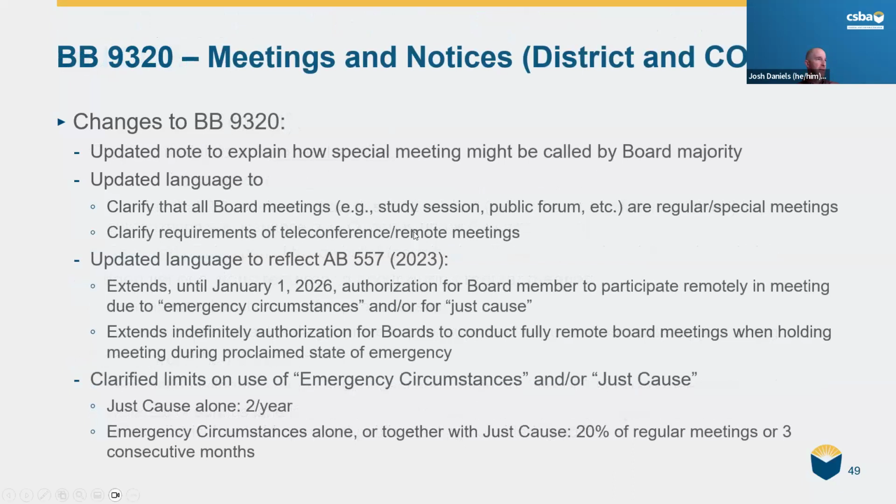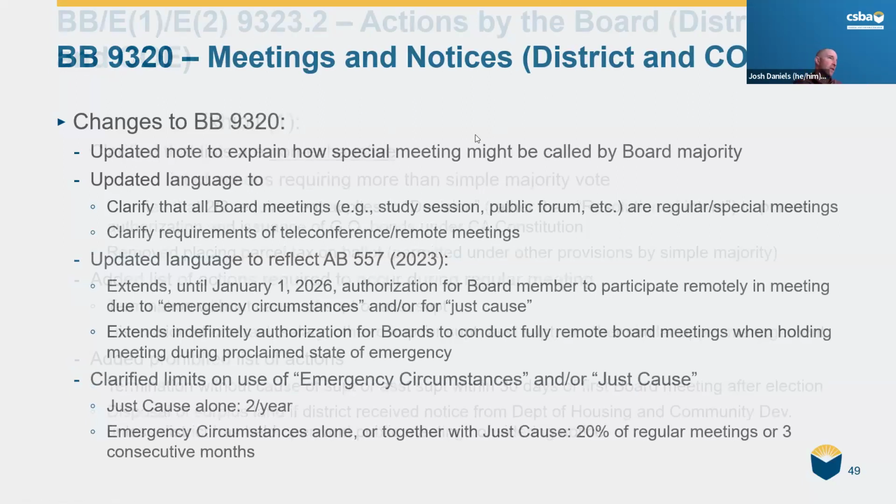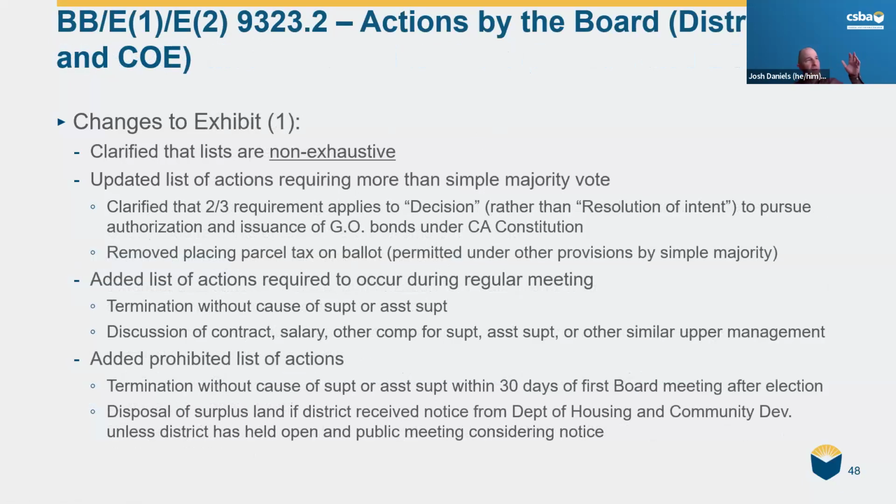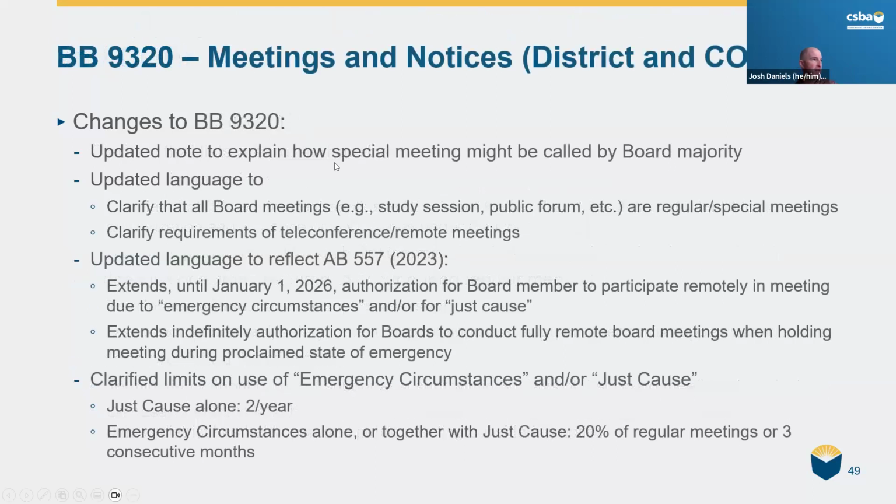And then the second is 9320, meetings and notices. As with the previous one, it's very similar for districts and counties. I should have noticed on this exhibit, some of the things in the list are really where the differences are between districts and counties. Some of the things that apply to districts do not apply to counties. So make sure that you are taking a clear look at that and applying the right list to your LEA.